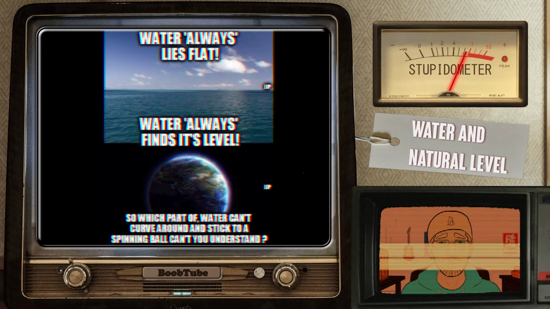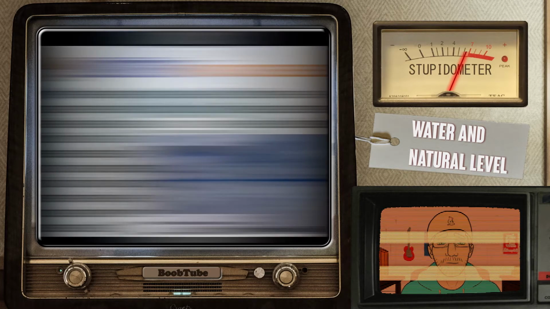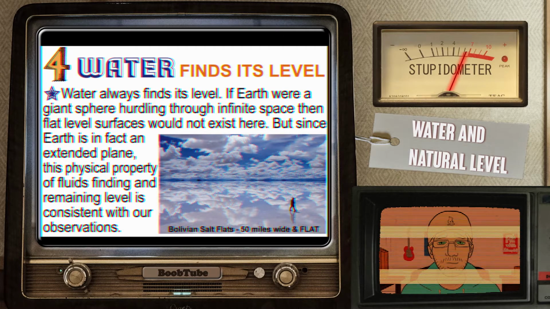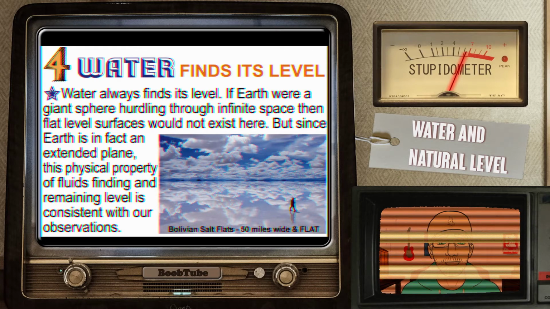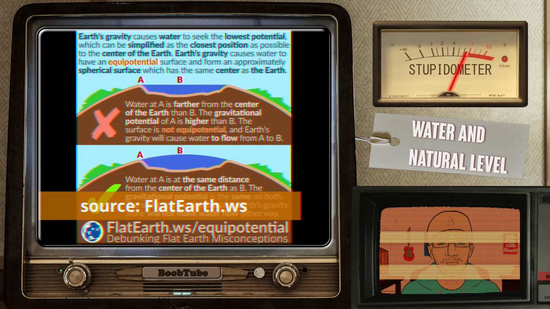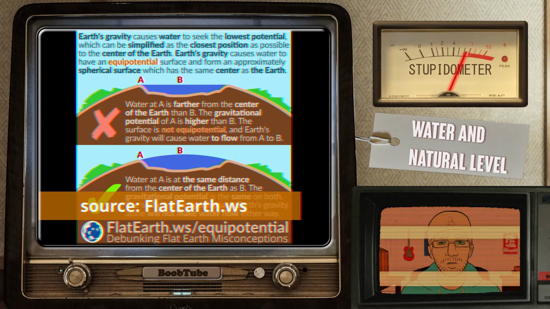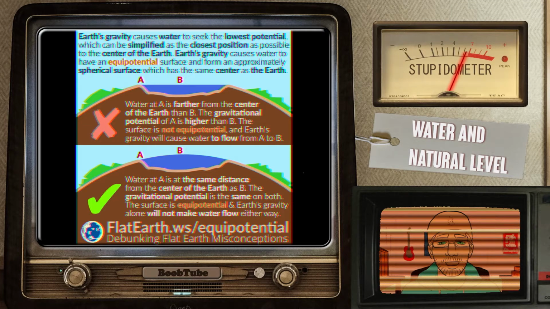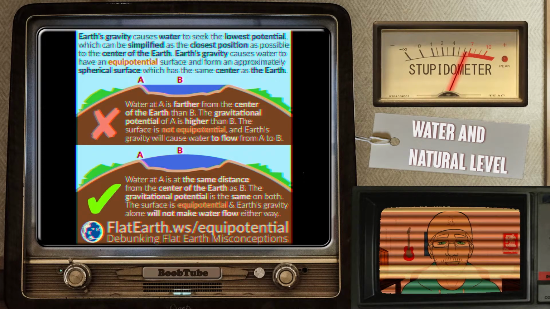So which part of water can't curve around and stick to a spinning ball can't you understand? Or if water were a giant sphere hurtling through infinite space, then flat level surfaces would not exist here. Well, first of all, how does water behave? When we say level, we really mean water being as close to the center of the earth as possible. So if you imagine a vector from each point of the surface of the water to the center of gravity of the earth, they would all be roughly the same.